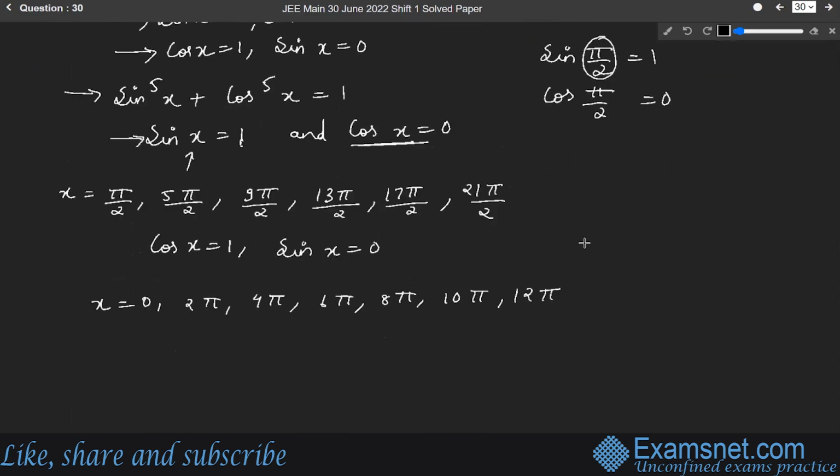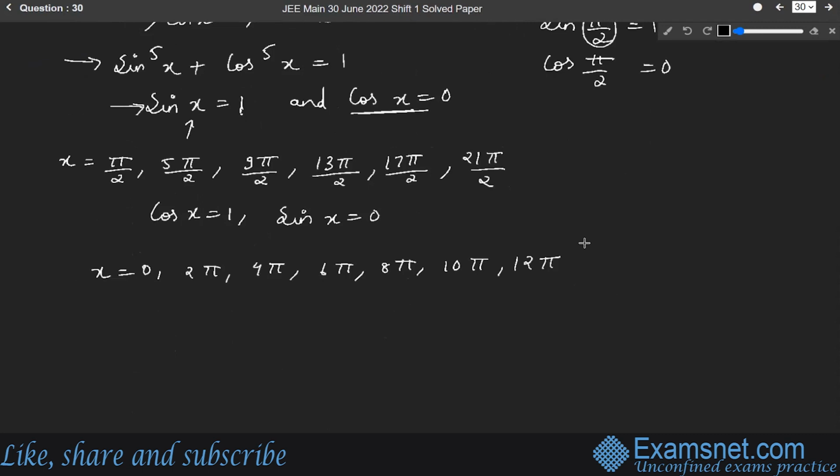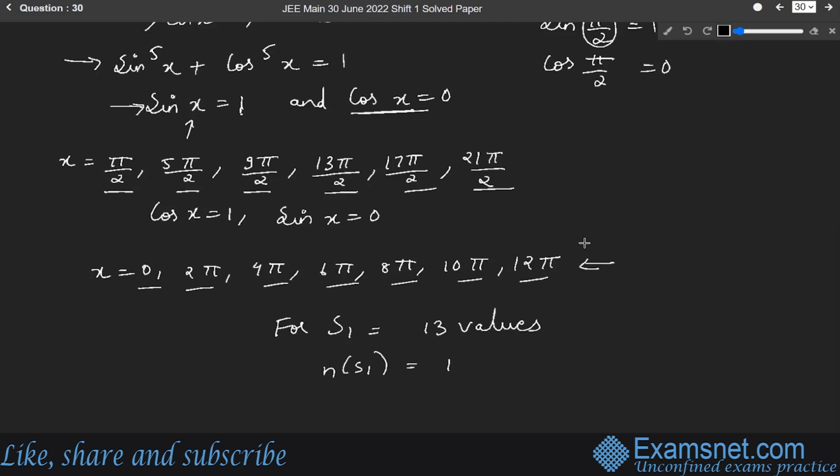All right. See here, x is 0. We know that cos 0 is 1 and sin 0 is 0. So for all these values of x, we will have cos x equal to 1 and sin x equal to 0. Now let us add all the values. Here the values are 1, 2, 3, 4, 5 and 6, 7, 8, 9, 10, 11, 12 and 13. So for set 1, we have a total of 13 values. Okay, means we have n of S1 is equal to 13.